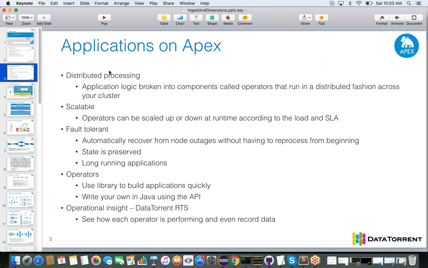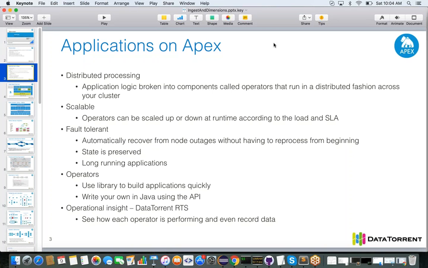Applications on Apex, yeah. So some of the salient features of Apex revolve around distributed processing. Which basically means that you can break your application logic into these logical parts we like to call operators, which run a specific code of your operation of your distributed system. Then you can assemble these operators together into forming an end-to-end architecture. I'll come to it in a little bit in more detail. Operators, which are singleton pieces of code running, logical code running, can be scaled up and down in real time at runtime based on some load factors or SLAs.